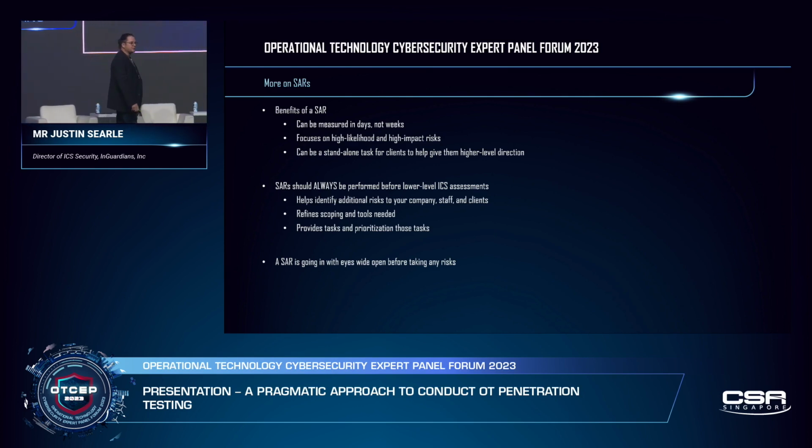A security architecture review is focusing on high risk, high likelihood attacks. What are the primary ways an attacker would come in? What are the different levels or paths that an attacker could take? What types of defenses do we have in place between those different systems?